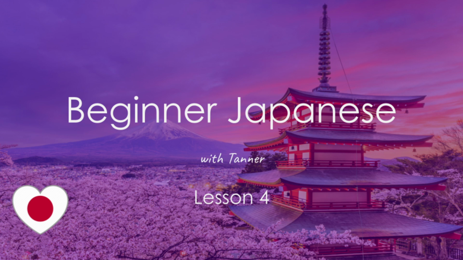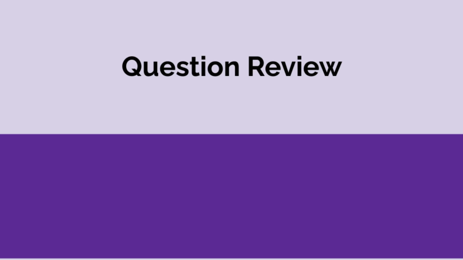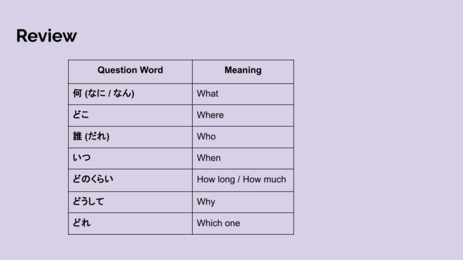This is lesson 4. Last time we did questions, like question words, how to make a question, things like that. It's pretty straightforward, pretty easy, so I just want to run through it real quick. So question words, pretty straightforward compared to English. What in English is nan or nani. It just depends on what is coming after the question word. You'll probably hear the phrase nan desu ka, which is what is it. That's where you use nan to combine with desu.